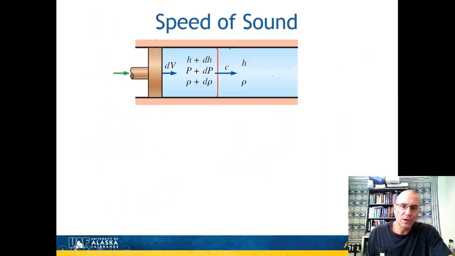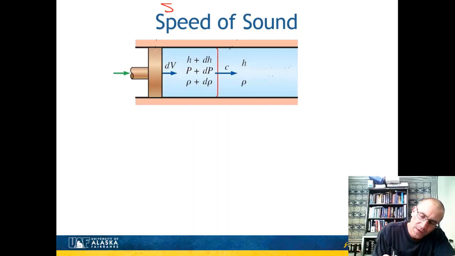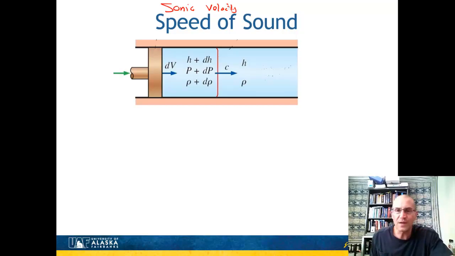Okay, so we're going to come back and use those, but first what I want to do is go ahead and derive an equation for the speed of sound, or what's also called the sonic velocity. So those mean the same thing. And so here's kind of the thought problem. This is just going to follow what's in the textbook. So here's the idea.